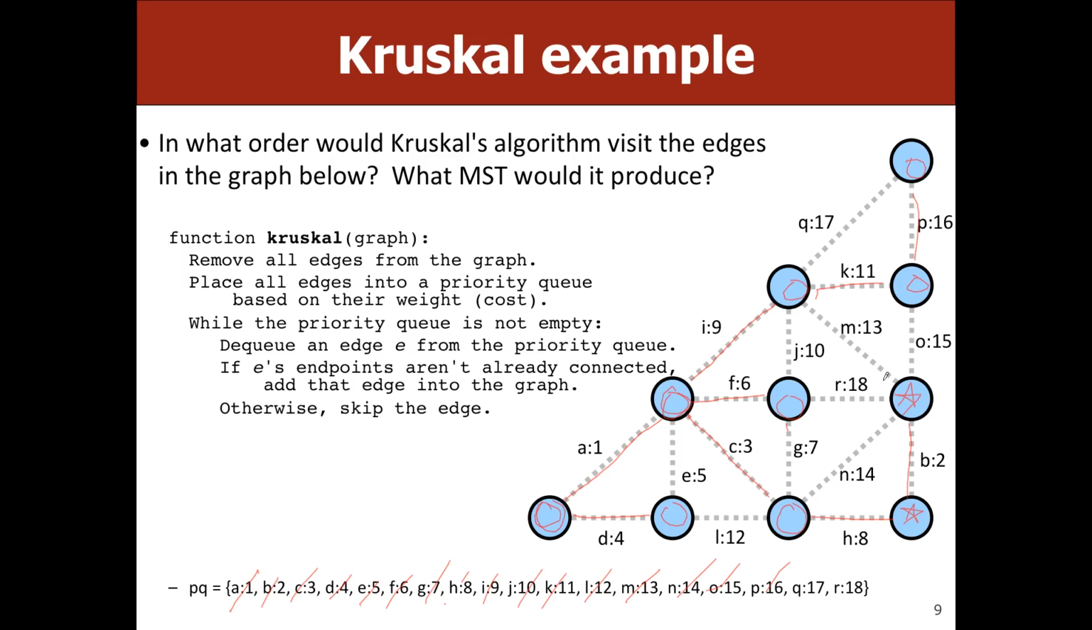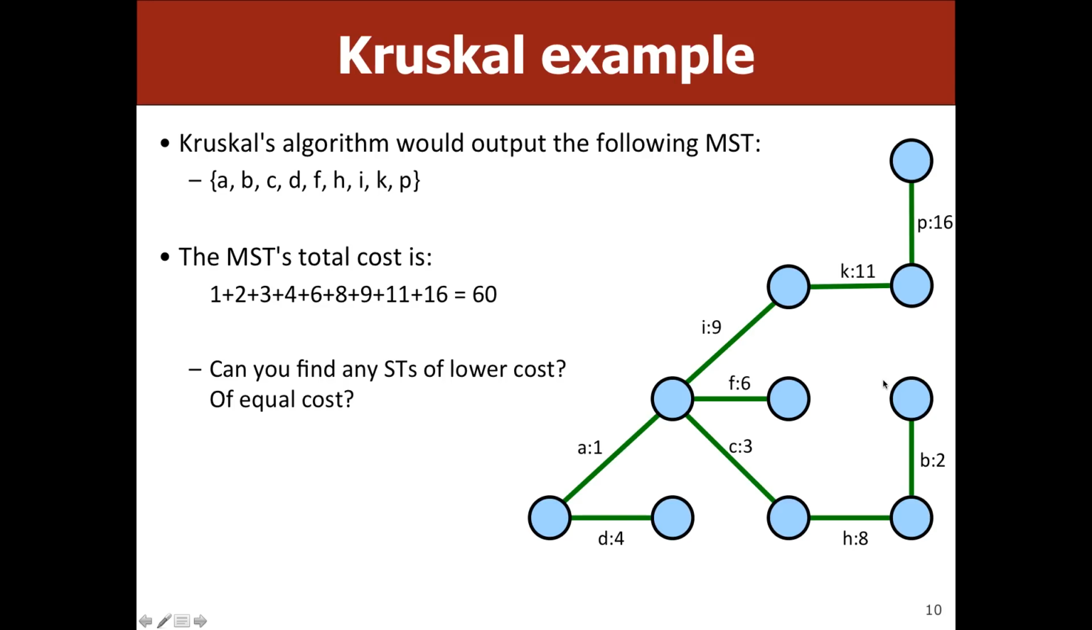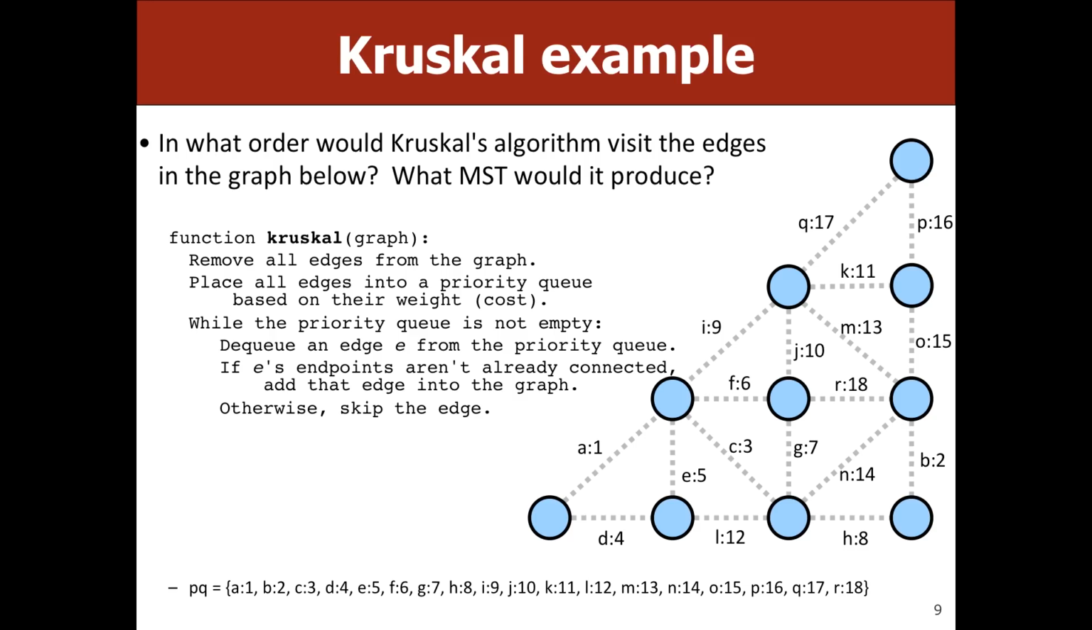Cool. Yeah, so this matches the minimum spanning tree we just got. The total cost of it is 60, which you get by just adding up all the edge weights. Are there any spanning trees of lower cost? Yeah, so this algorithm finds the minimum spanning tree, so there wouldn't be any of lower cost. So is there a spanning tree of equal cost for this graph?